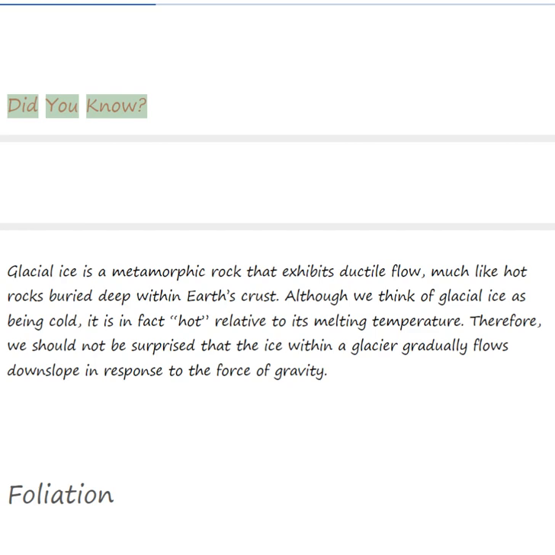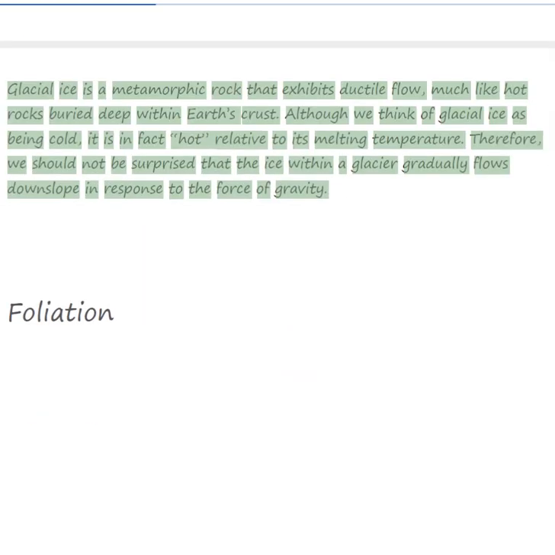Did you know? Glacial ice is a metamorphic rock that exhibits ductile flow, much like hot rocks buried deep within Earth's crust. Although we think of glacial ice as being cold, it is in fact hot relative to its melting temperature. Therefore, we should not be surprised that the ice within a glacier gradually flows downslope in response to the force of gravity.